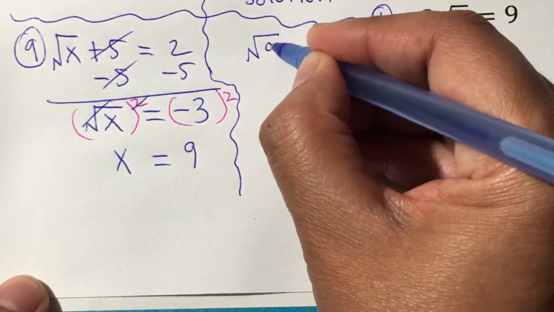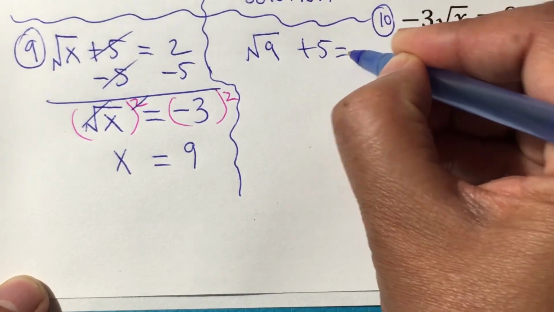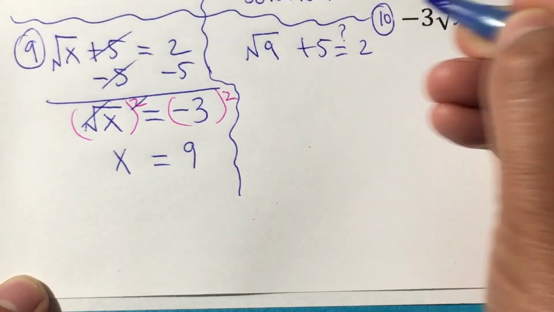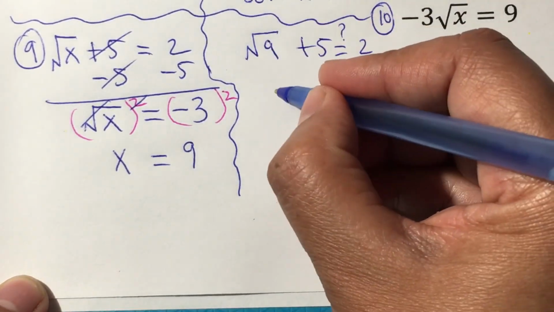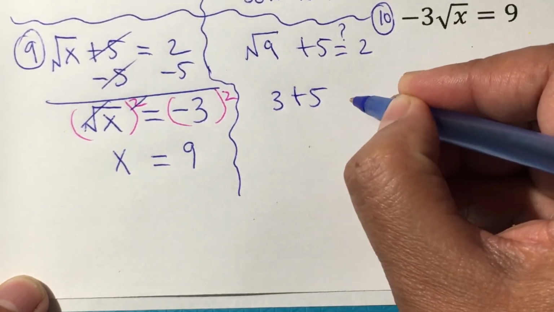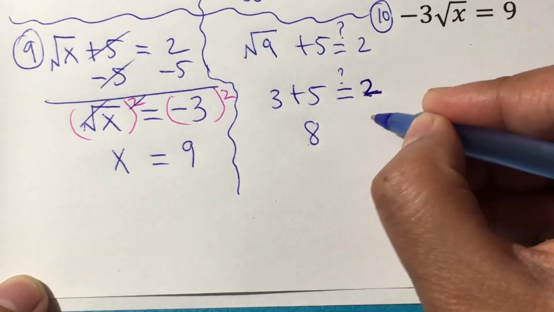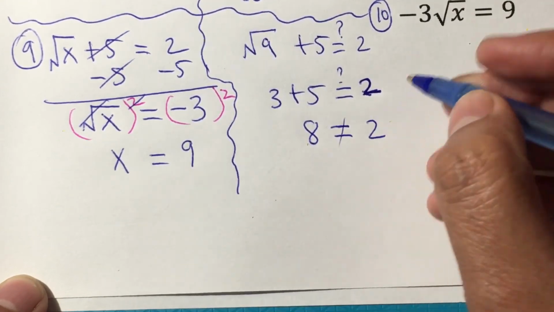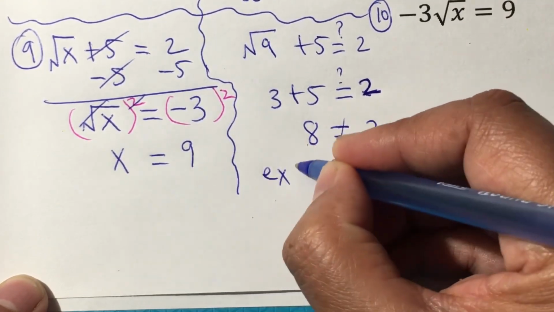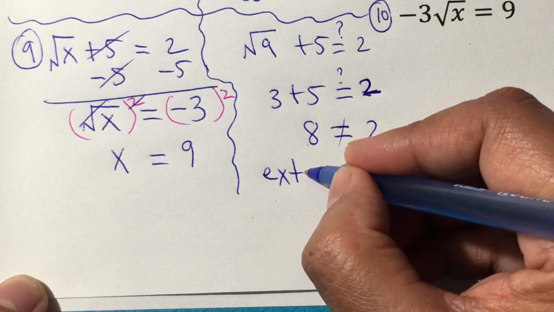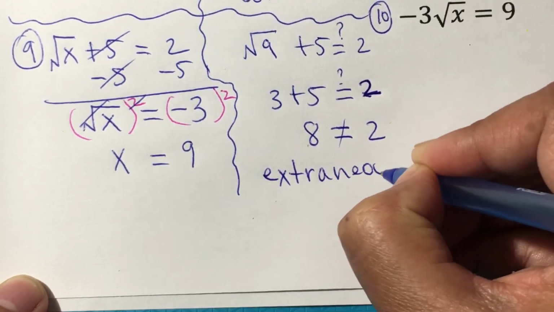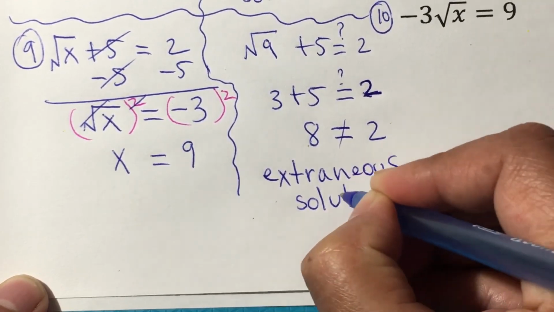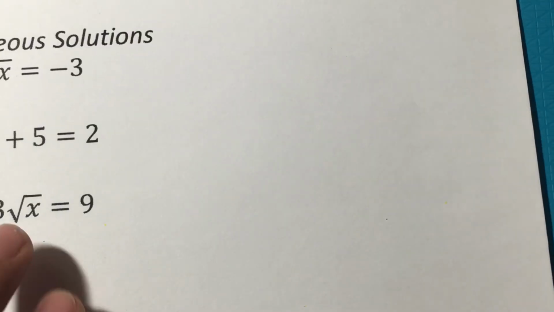Again, we're going to check. Square root of 9 plus 5, is it equal to 2? Square root of 9 is 3 plus 5. 3 plus 5 is 8, which is not equal to 2. So we say that this is also an extraneous solution. Number 10.